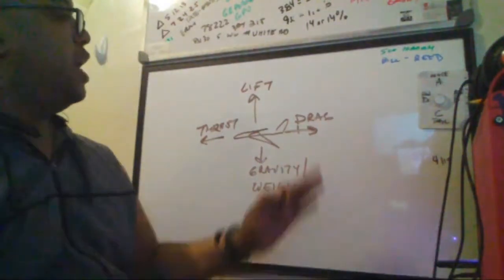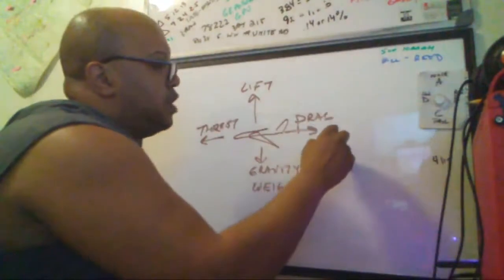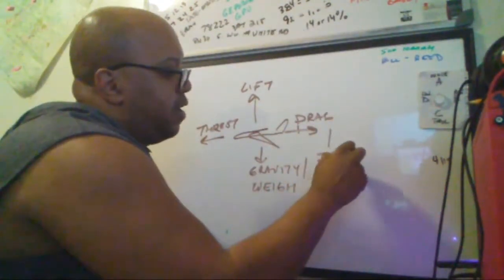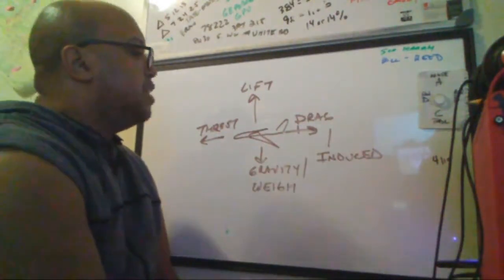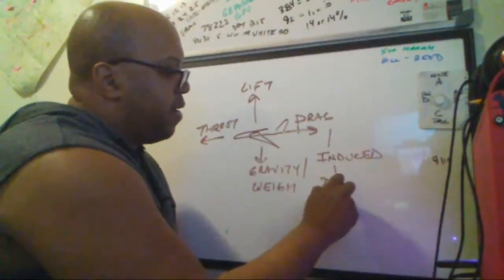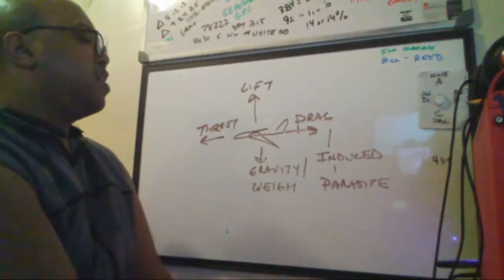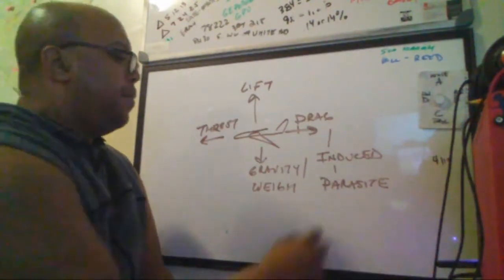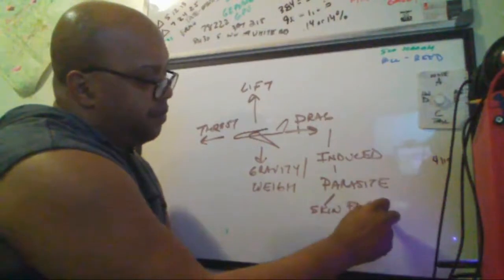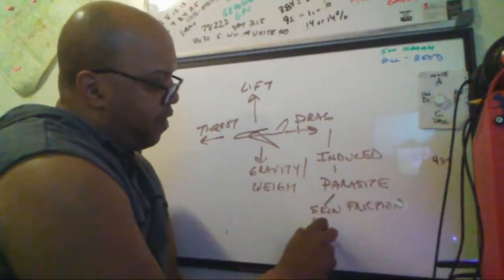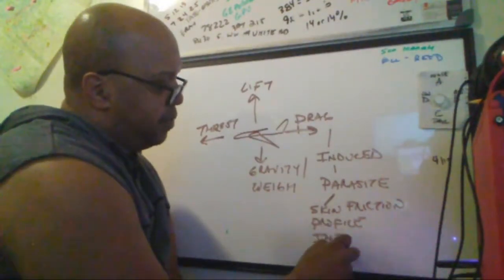But it's important to understand that the total drag has subcomponents. The first subcomponent is induced drag. Just the fact that we are producing lift, we're going to get induced drag. And the second one is parasite drag. Parasite drag comes in a couple forms. Skin friction, profile, and interference.